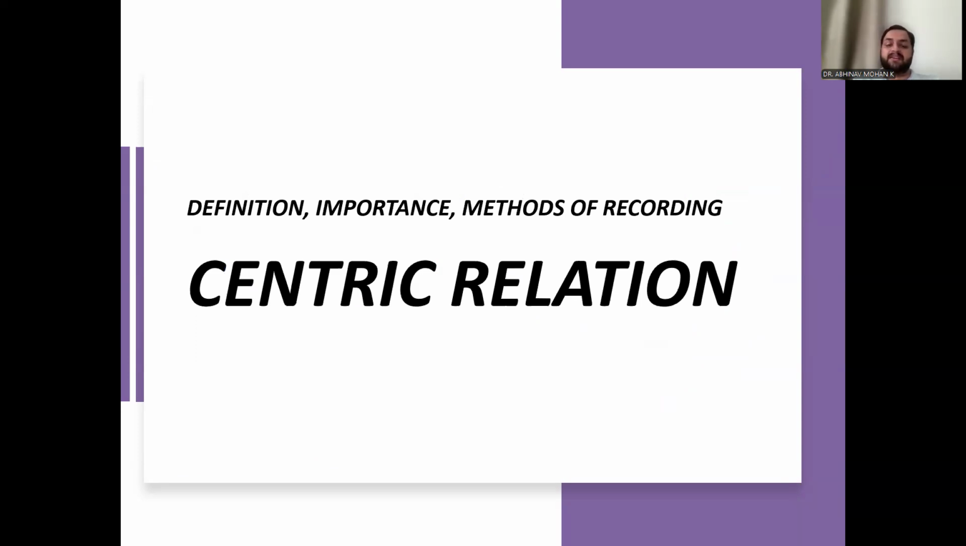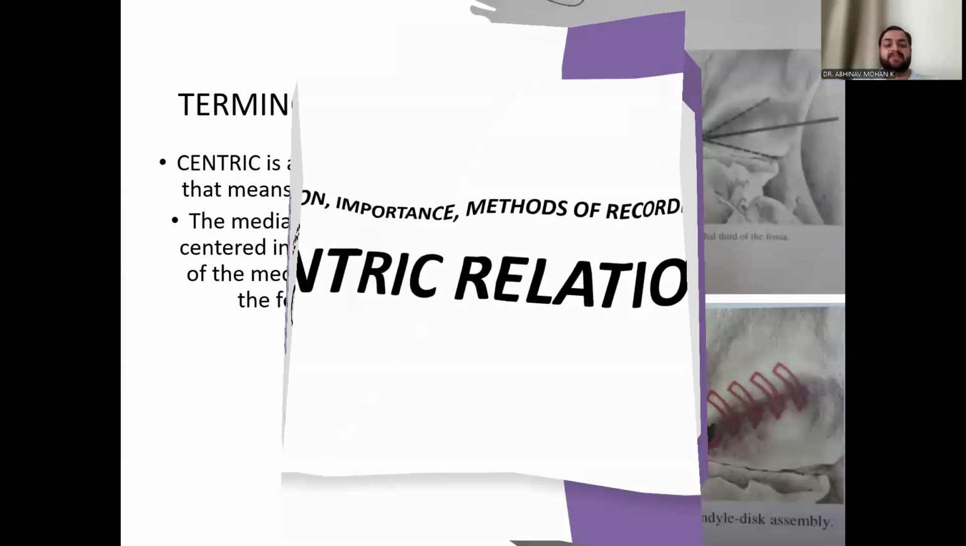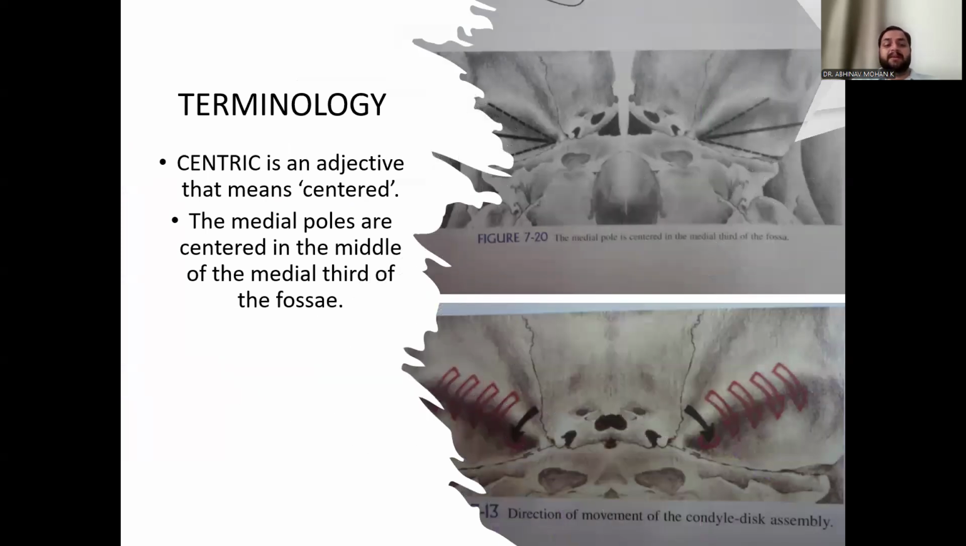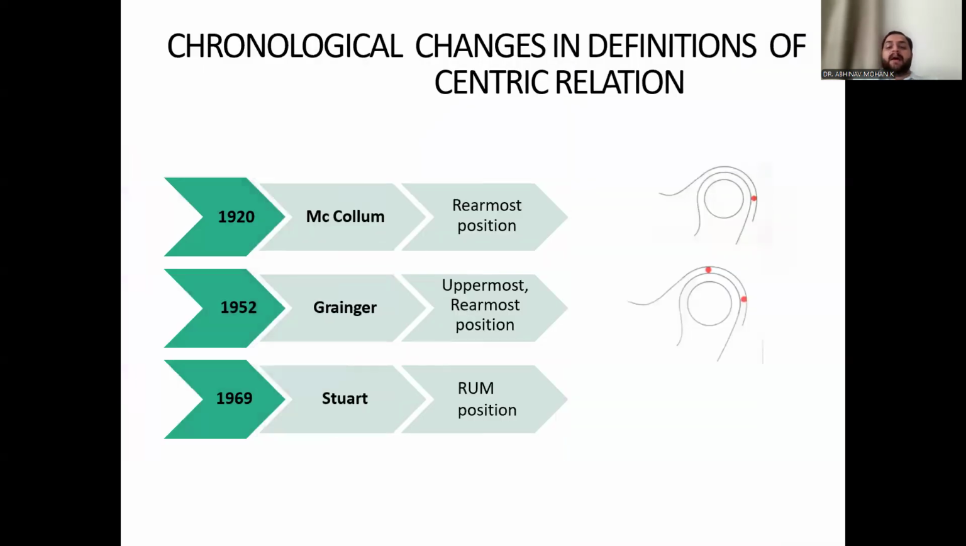Initially, we'll be discussing the definition and the importance of centric relation. Centric, as the term implies, is an adjective that means it is centered. So the condyle is centered in your temporomandibular joint or the articular fossa. The medial poles of your condyle are centered in the middle of the medial third of the fossa. The pictures are self-explanatory.